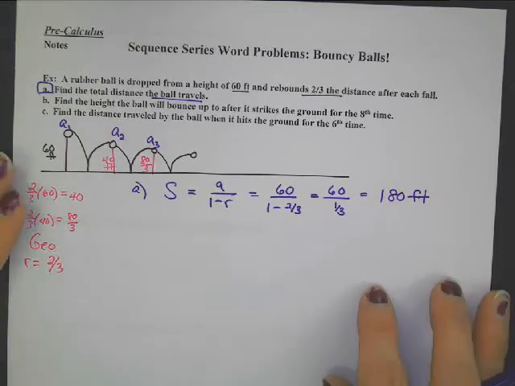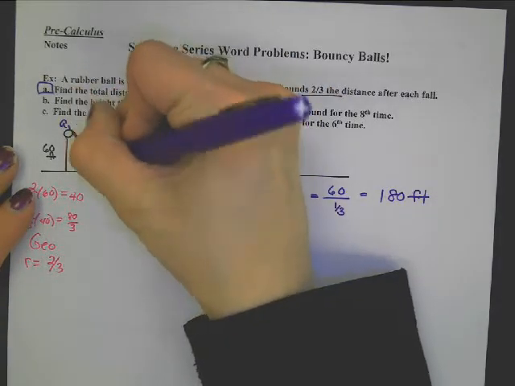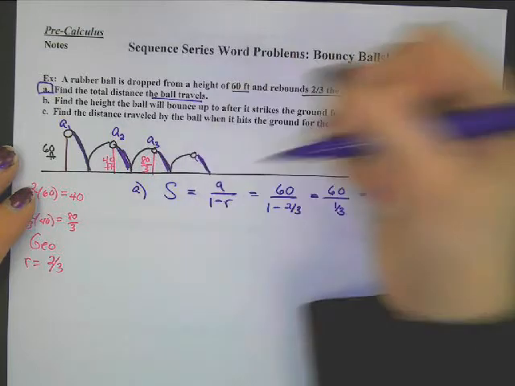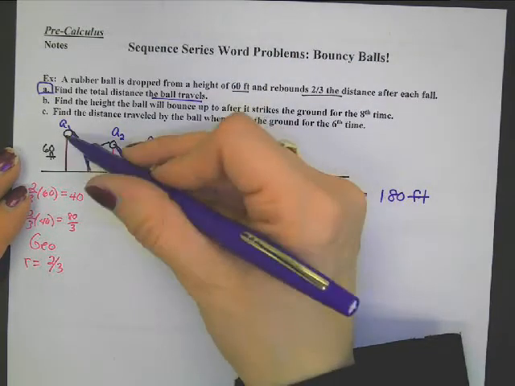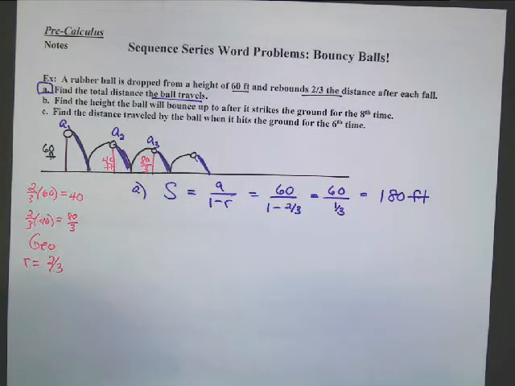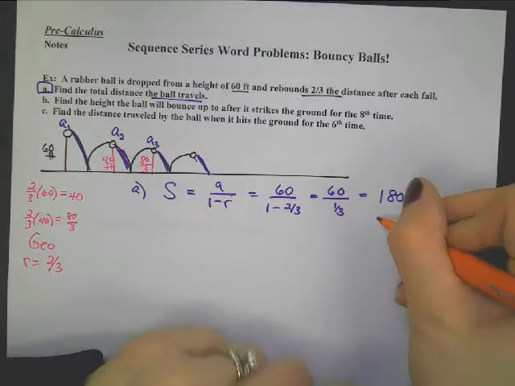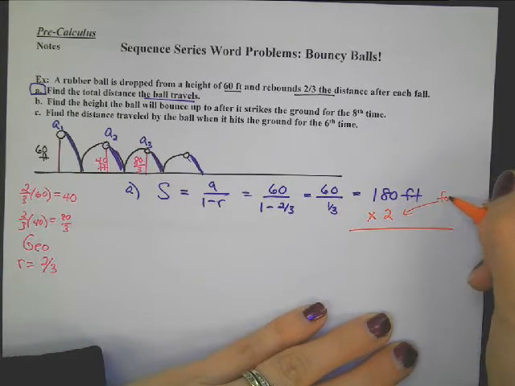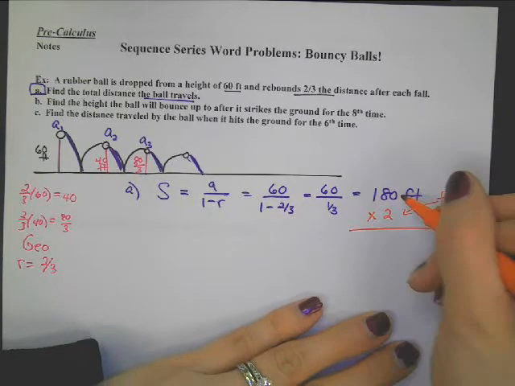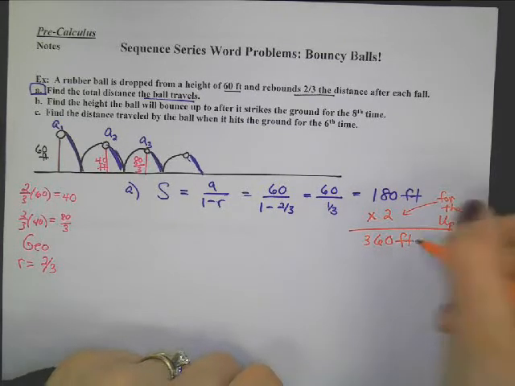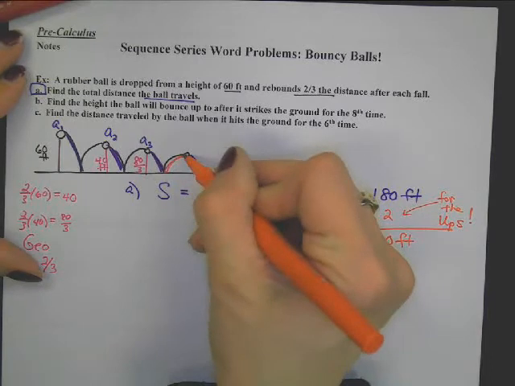Okay, so what did we just do here? We just added up all the heights. We added up this height, and this height, and this height, and this height. Wait a minute. What about the ball bouncing back up? We just added all the downs. So here comes the fun part. We're always going to multiply this by 2. The reason that you multiply by 2 is for the ups. So 180 times 2 is 360 feet.